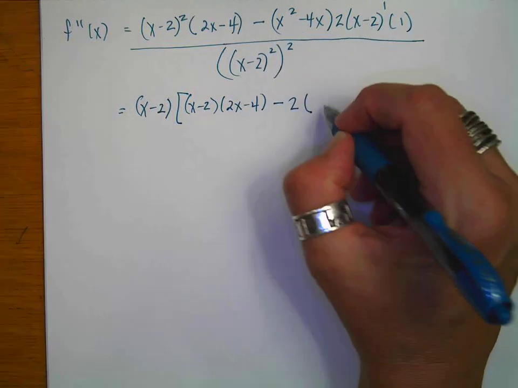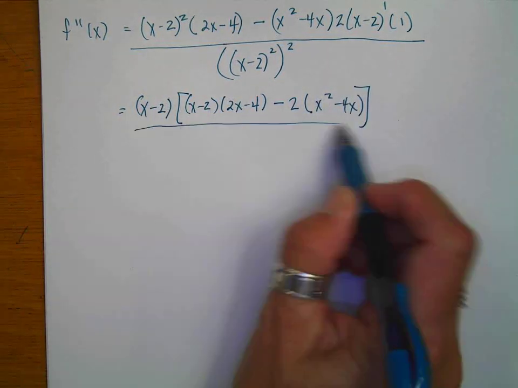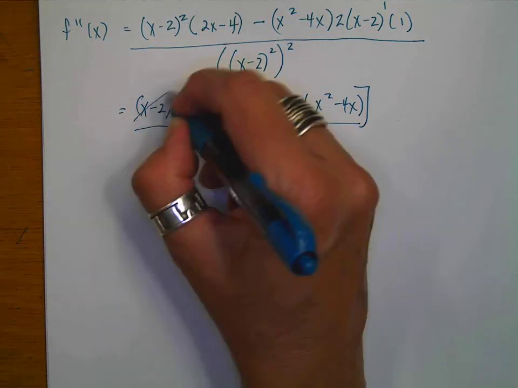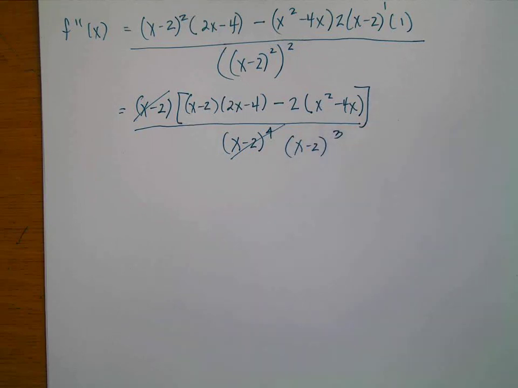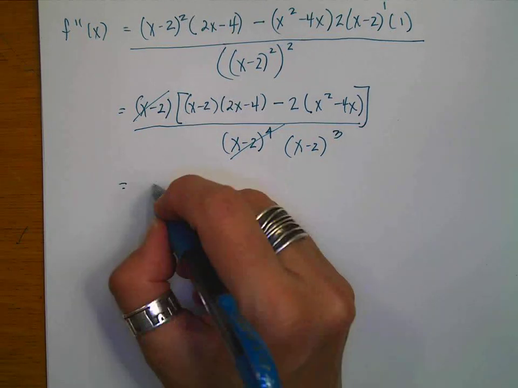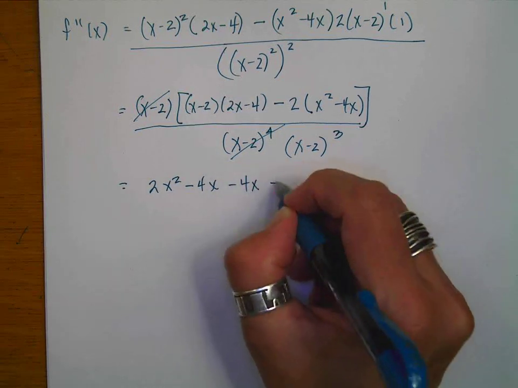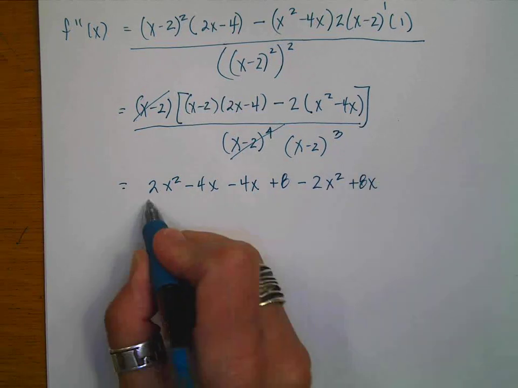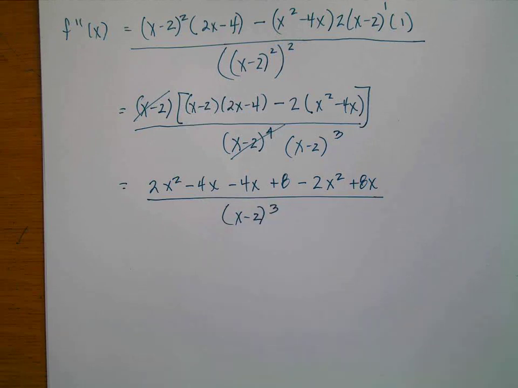That guy's going to go away, so here's the 2, and then I have x squared minus 4x. I always recommend that you factor before you distribute if you can, and this is to the 4th. Now I know that that goes away, and I get x minus 2 to the 3rd, okay? Alrighty, and then if I continue to simplify, this is going to be 2x squared minus 4x plus 8 minus 2x squared plus 8x, and all over x minus 2 to the 3rd.